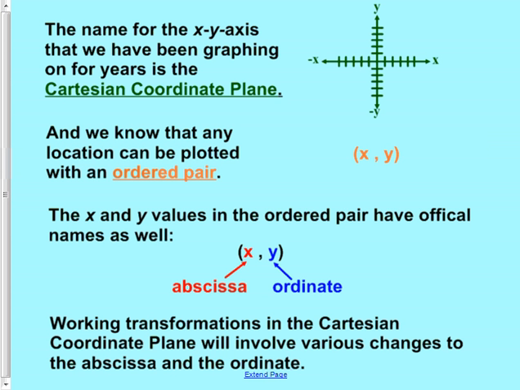Okay, basic review here. We also mentioned this stuff yesterday, so if you already copied it in your notes, you probably do not have to copy it again. But the name for the XY axis that we've been graphing on for several years is actually called the Cartesian coordinate plane. Any location in the Cartesian coordinate plane can be plotted by an exact location lining up with the x-axis and the y-axis, and when you put those values together, it's what we call an ordered pair. The x value and the y value have names of their own. They are called the abscissa and the ordinate.